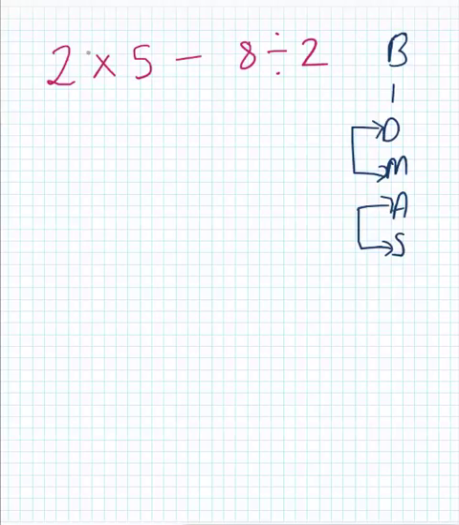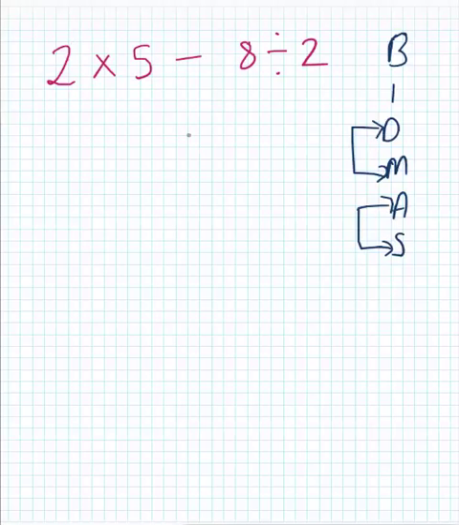Do I have brackets? No. Do I have an I for index numbers? Do I have any powers? No. D for division. Do I have division? Yes, I do. And I also have multiplication over here. So these 2 operations are equal, but they're away from each other. And they're separated by subtraction. But subtraction is one of the last things that I do. Addition and subtraction come last. So I'm not going to go 5 take away 8 first.